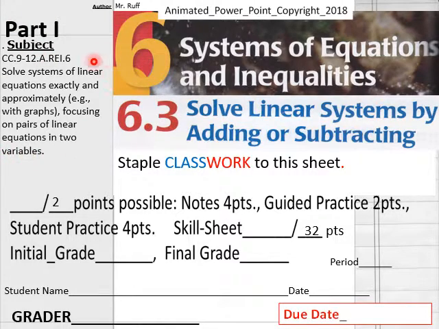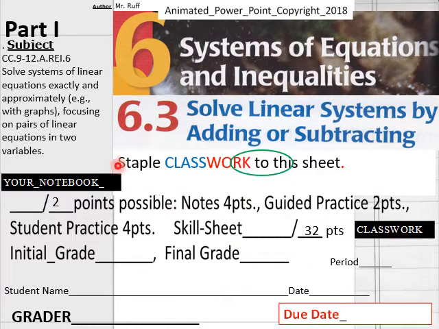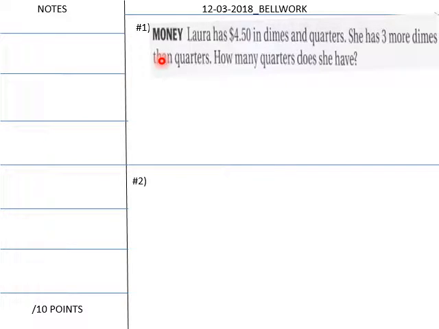This is the standard here, and we have a 32-point skill sheet for classwork, and 2 points for notebook. Okay, here is our bell work for today, teachers.